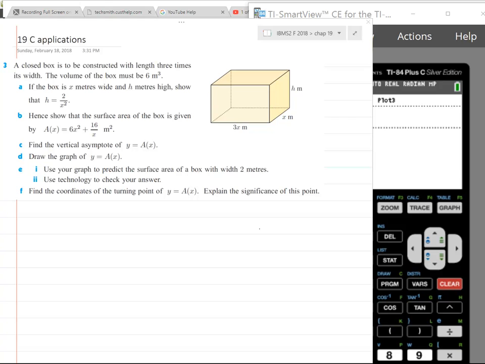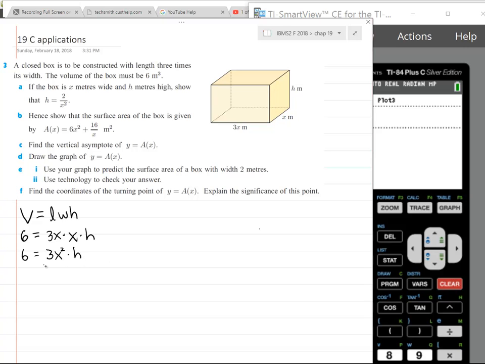If you remember anything about a prism or a cube or whatever, a 3D box, when you find the volume of a 3D box, it is length times width times height. So we have volume equals length times width times height. In this case, 6 is equal to the length, which is 3x, times the width, which is x, times the height, which is h. And if we simplify that, we have 6 equals 3x squared times h.